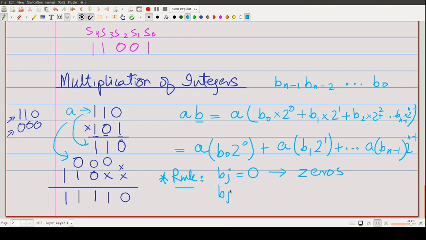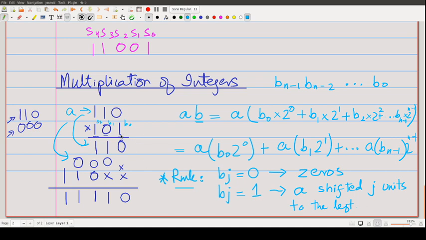But if bj equals 1, then you will write A as it is, but you will shift it. A shifted j units to the left. So when you shift, for example in the first one this was b0, this was b1, this was b2. When you were multiplying A with b0, you will shift it j units to the left.